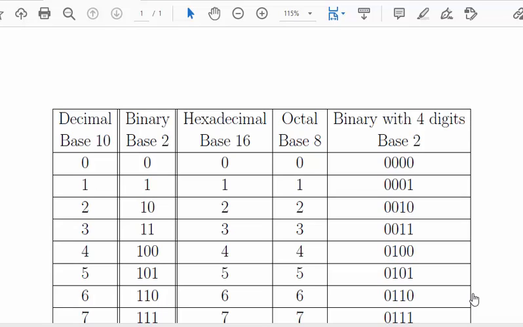Okay, in this presentation we're going to look at how to convert from hexadecimal to octal. Now an important intermediate step is to convert from hexadecimal to binary and then from binary to octal. When you're converting from hexadecimal to binary, we're going to use a little lookup table.